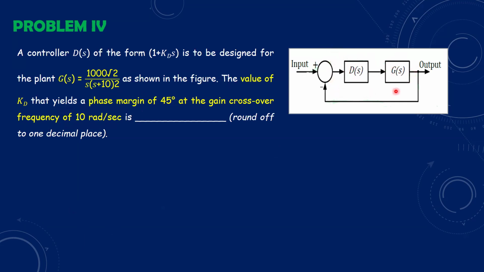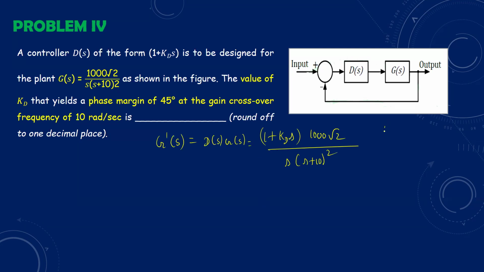Okay, so both combination is open loop transfer function. So let me mark out that. So we can denote that as G dash of S. That is the cascade combination of D of S into G of S, which is 1 plus KDS into 1000 root 2 by S into S plus 10 whole square.